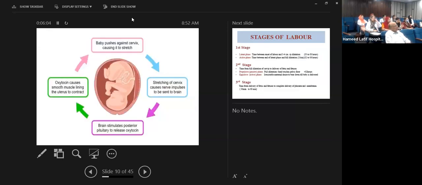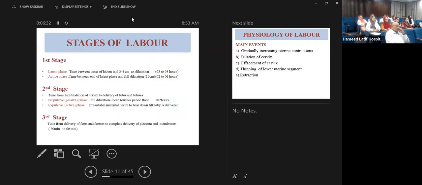Now, here is a diagrammatic representation of the uterine contractions and the positive feedback loop. There is stretching of the cervix that sends nerve impulses to the brain. The brain stimulates the posterior pituitary to release oxytocin, and oxytocin causes the smooth muscle lining of the uterus to contract. The baby is pushed against the cervix, causing it to stretch further. The positive feedback loop continues until the baby descends and is delivered through the vagina.